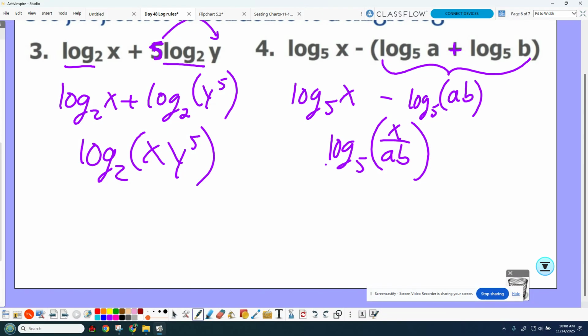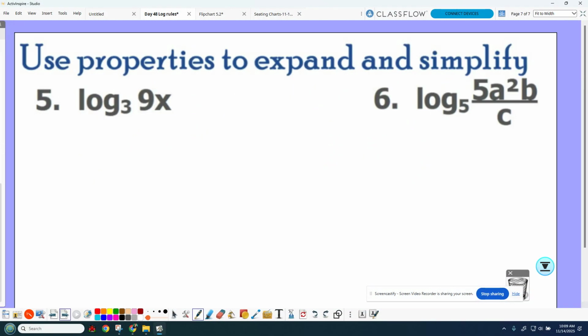So, evaluating logs, just numbers. Log base 10 of 100. Well, 10 to what power is 100? 100 is 10 squared, so 10 to what power, that would be a 2. Need to be kind of up on that, and here's our log rules. So some of the homework is squish it together, and some of it is pull it apart.